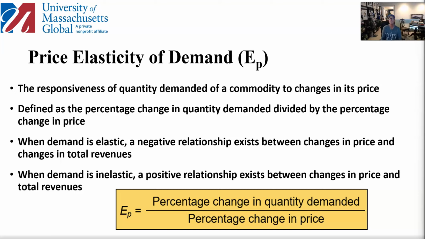Ideally, you would want a product that's below 1, meaning that you could continue to raise the price and your sales would not be impacted. If you raise your price and sales are impacted, then that is more of an elastic product.